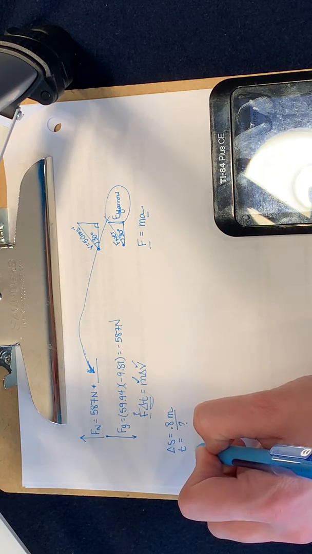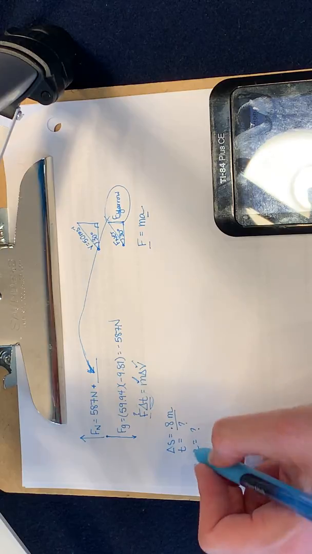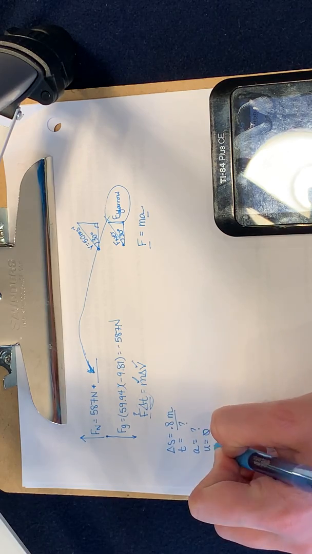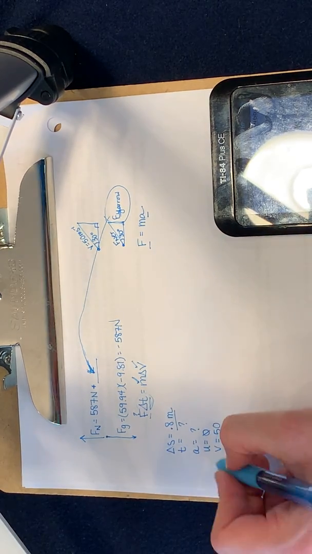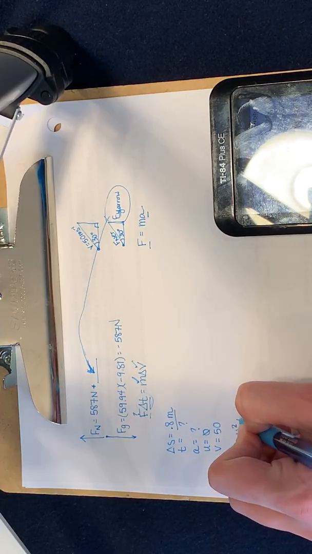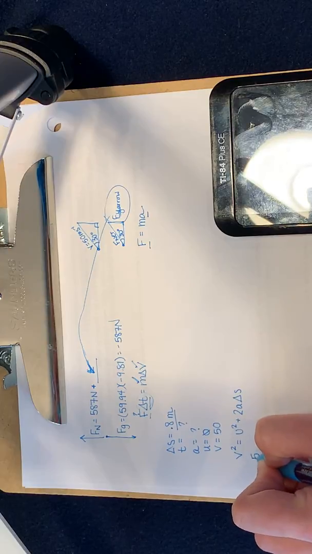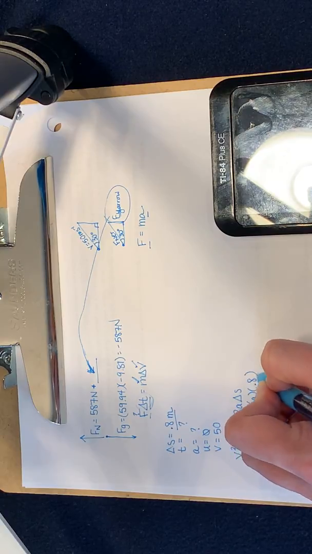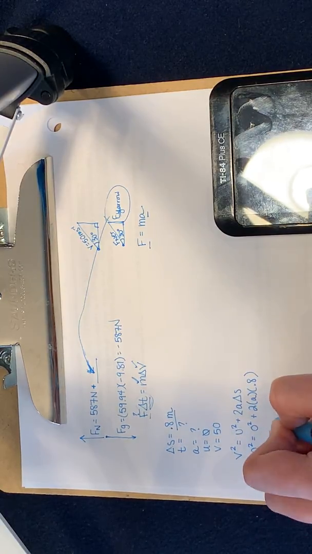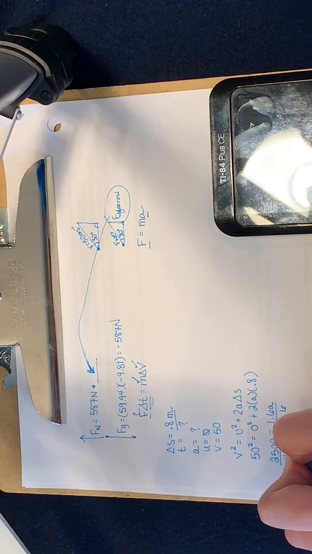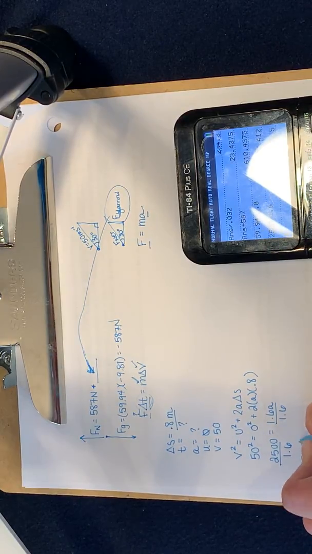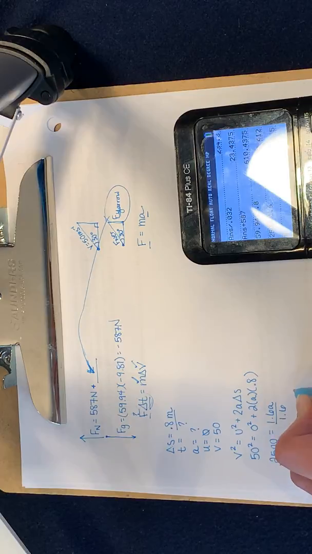We have this delta S value and we're looking for time. We don't know what our acceleration is. We have an initial velocity and a final velocity. Our initial velocity is 0, our final velocity is 50. The equation that's going to work best for us is v squared equals u squared plus 2a delta s. So 50 squared equals 0 squared plus 2 times a times 0.8 meters, which gives us 2,500 equals 1.6a. Divide both sides by 1.6 and we get our acceleration to be a big number, which makes sense because we're shooting an arrow at a very high rate of speed. So we have an acceleration of 1562.5 meters per second squared.